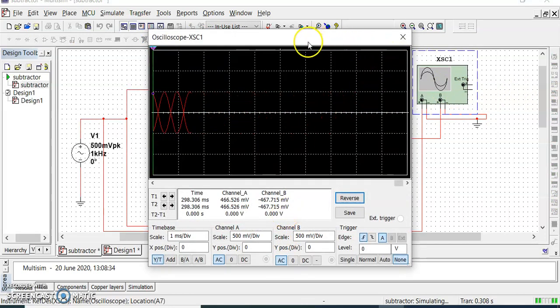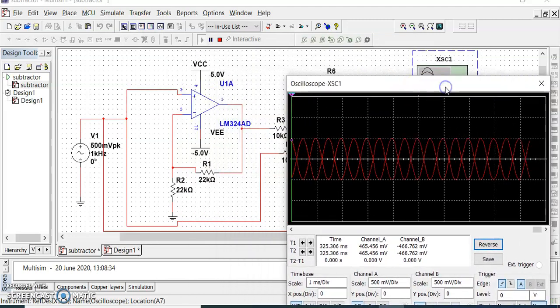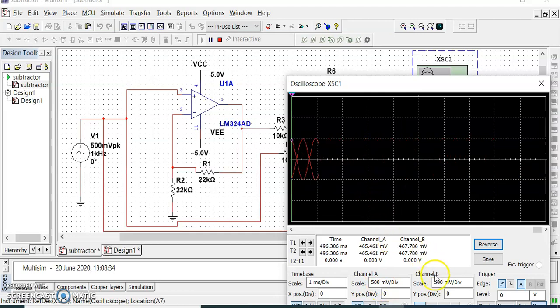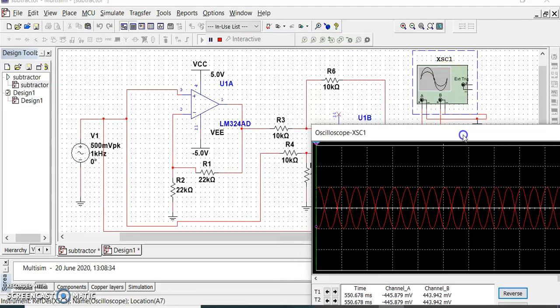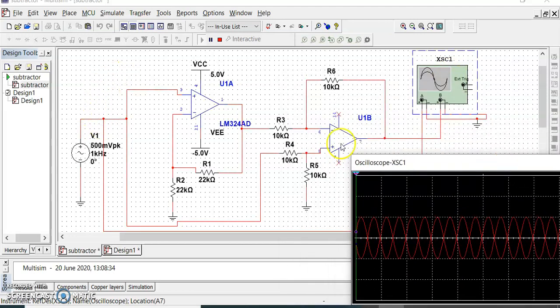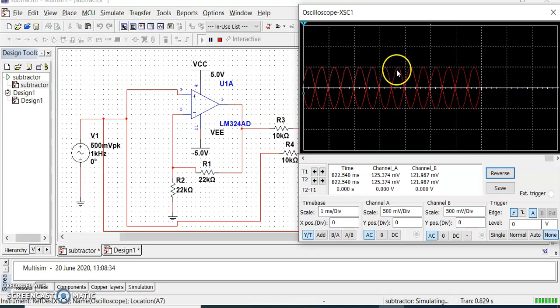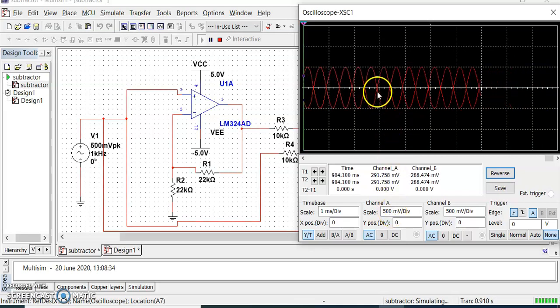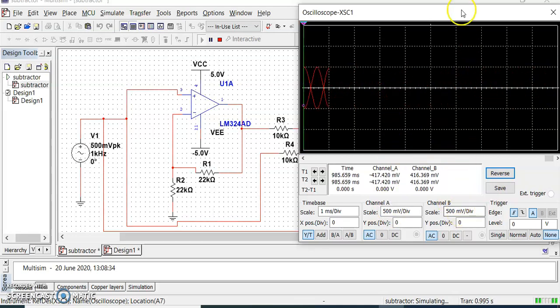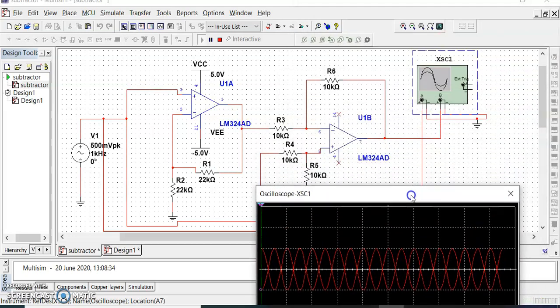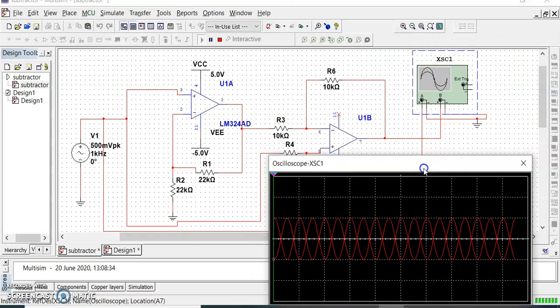If you see here, okay, both are the same. Our input is 500 millivolts per division and the output is also 500 millivolts per division. Okay, why? Because our input is 1 volt. It fits within 2 divisions. So 2 into 500 gives 1 volt, and the output is also 1 volt. It is an inverting subtractor circuit.